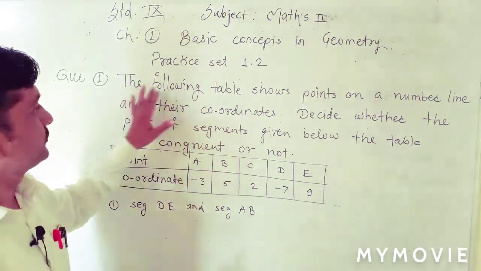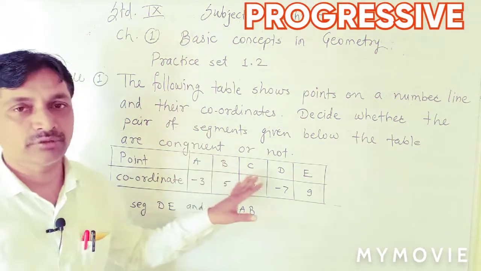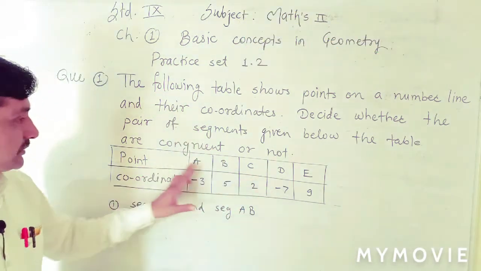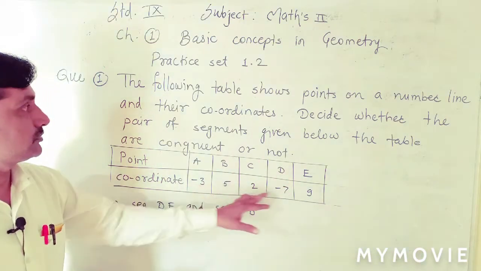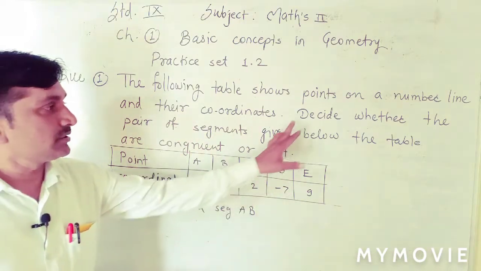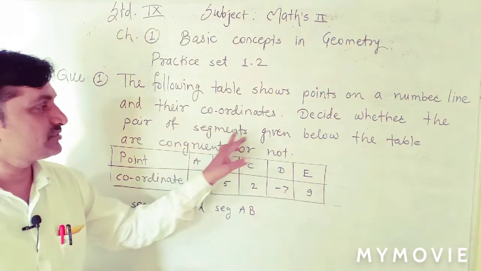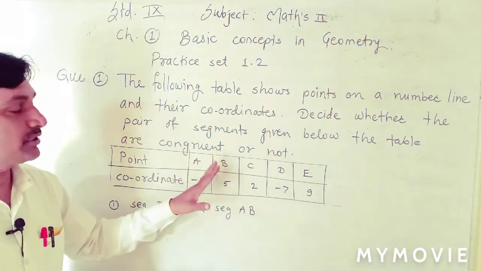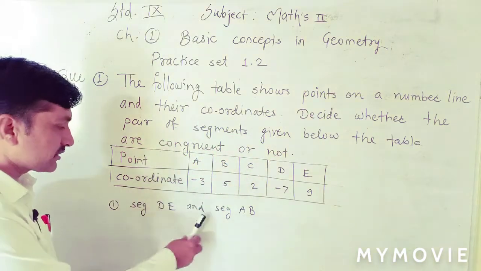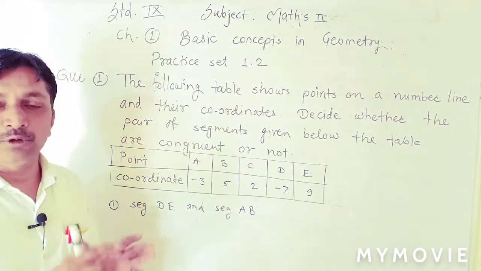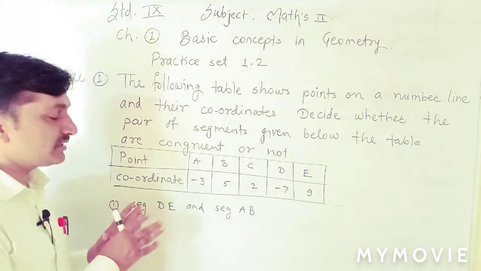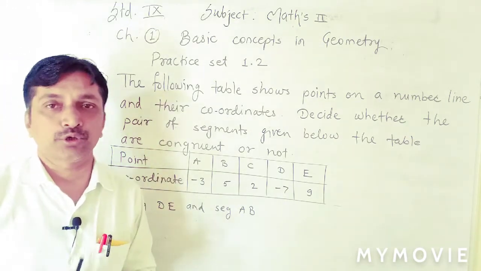First question is, the following table shows points on a number line. Here some points are given, A, B, C, D, E. These are points and their coordinates are given down here. Decide whether the pair of segments given below the table are congruent or not. Now here some segments are given, first seg DE and second seg AB. We have to decide whether these two segments are congruent or not.